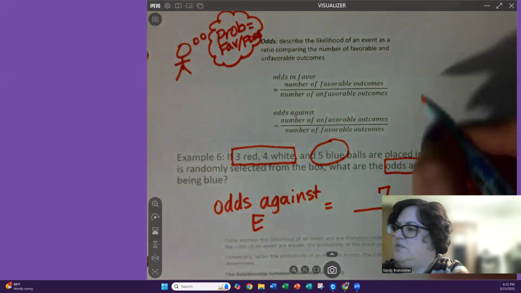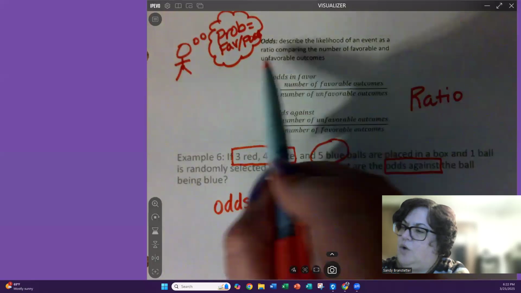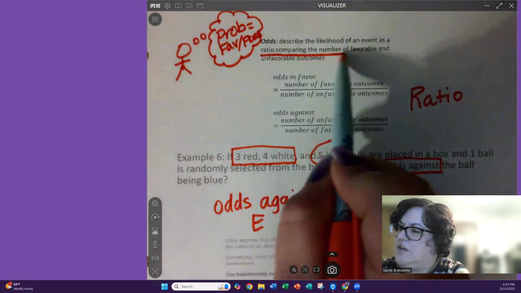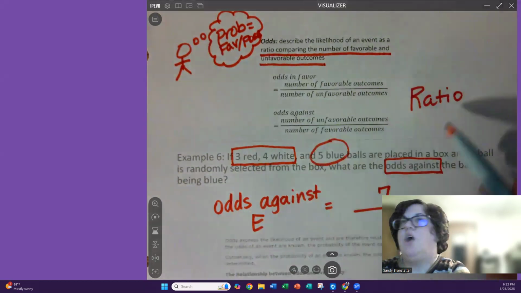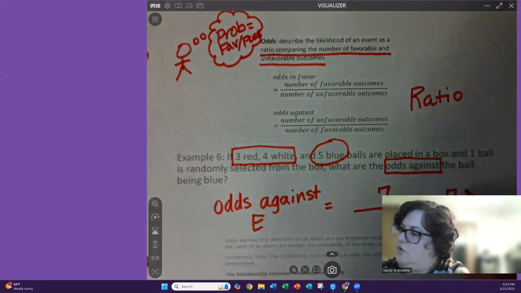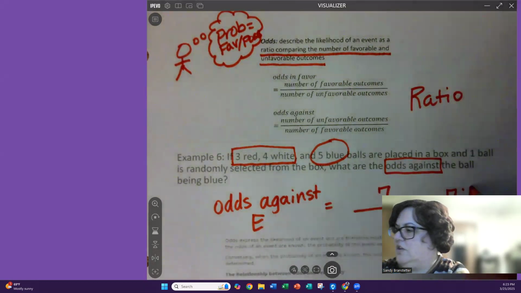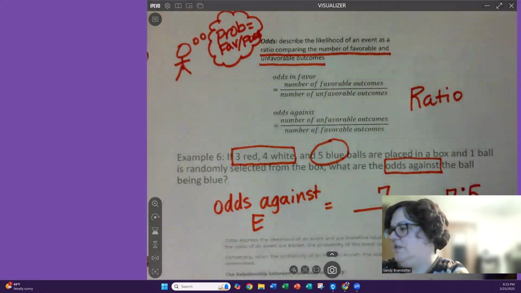We want this to be in ratio form. A ratio comparing the number of favorable and unfavorable outcomes. A ratio can be written as a fraction, or we can use the little colon between it. A ratio is a comparison.